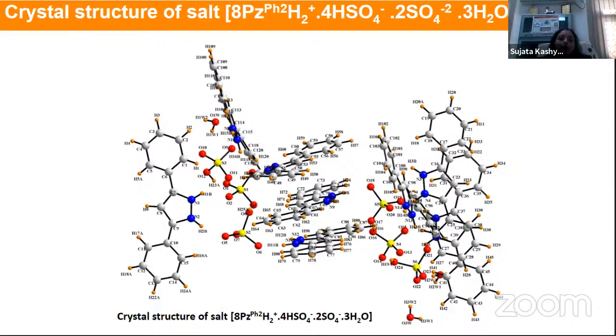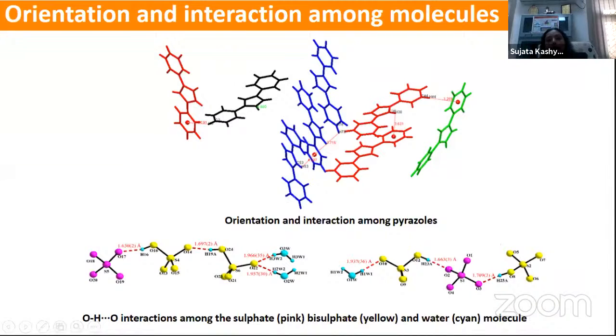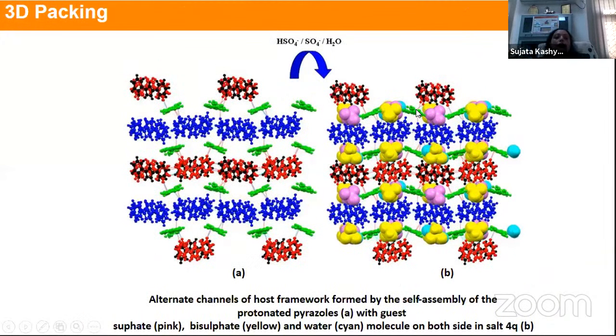In the case of sulfuric acid, the asymmetric unit consists of 8 molecules of protonated pyrazole, 4 molecules of hydrogen sulfate, 2 molecules of sulfate ions, along with 3 moles of crystalline water. Here also, the pattern changes entirely. The protonated pyrazoles make a channel in which the sulfate, the bisulfate, as well as the water molecules are arranged. These are the two parallel chains of the protonated pyrazole in which these molecules are sitting.